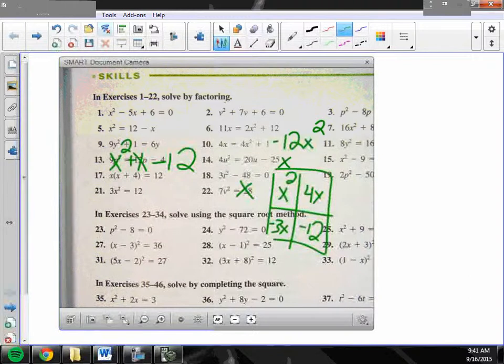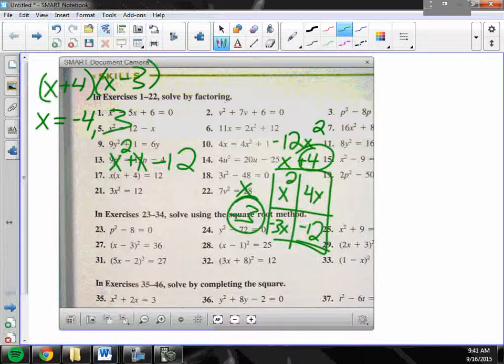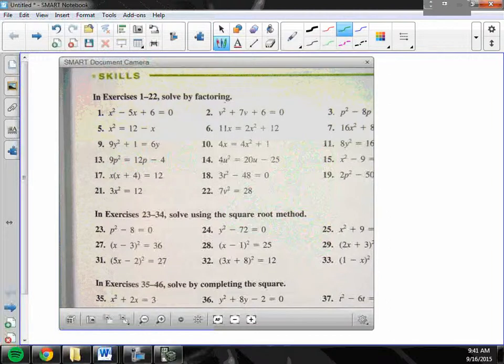This would be x. This would be plus 4. And this would be minus 3. And I double check, is negative 3 times positive 4 negative 12? Yes. So my factors being x plus 4 and x minus 3, what are my roots? Negative 4 and positive 3. Okay? Everybody gets that? Number 6 is a little bit harder.